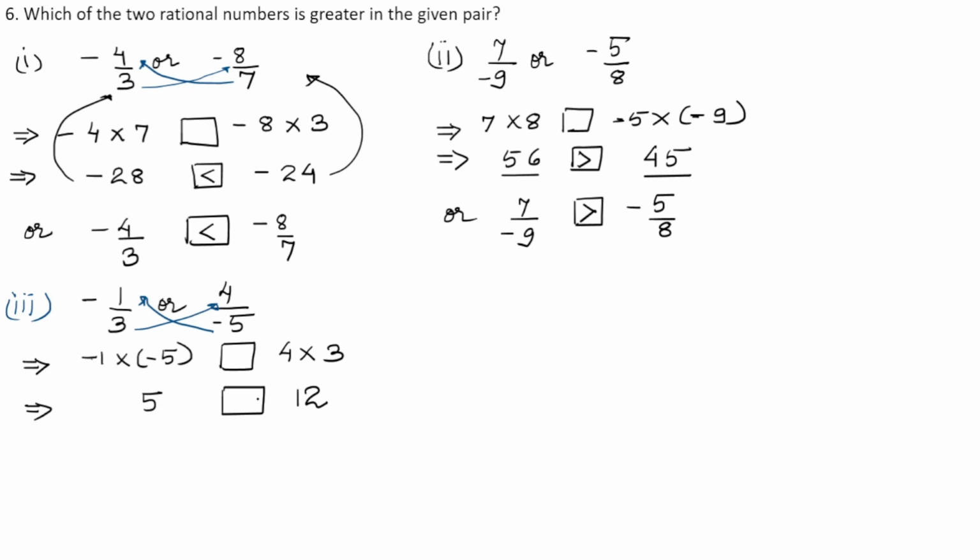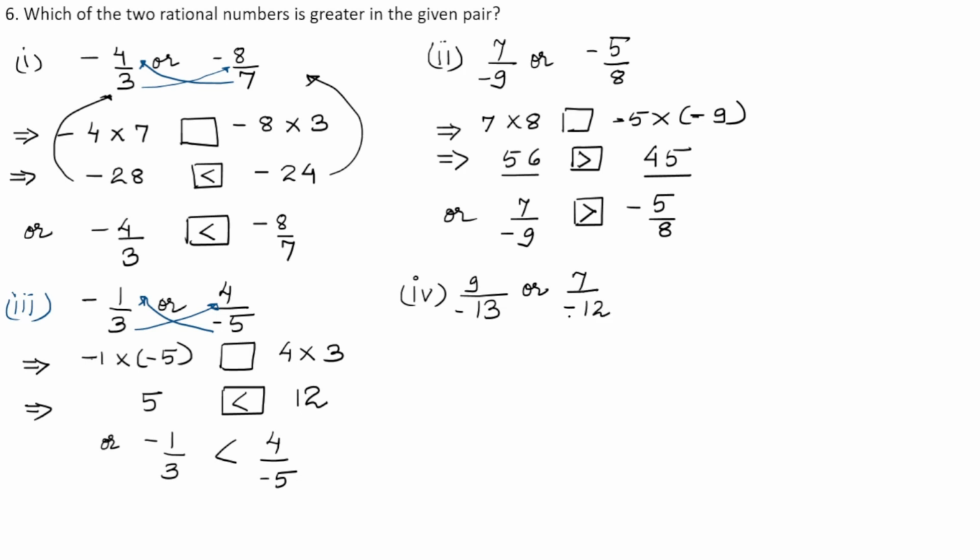Now, which number is greater here? So number 12 is greater, and we are going to rewrite it in rational number form, which is minus 1 by 3 is smaller than 4 by minus 5. So that's how the comparison is done. Now let us quickly complete the remaining questions. So it is 9 by minus 13 greater than or less than 7 by minus 12.